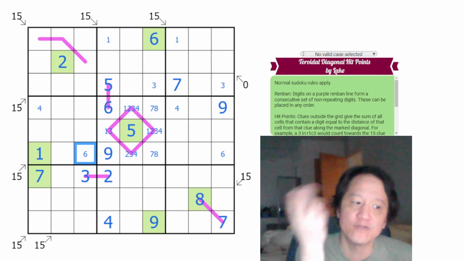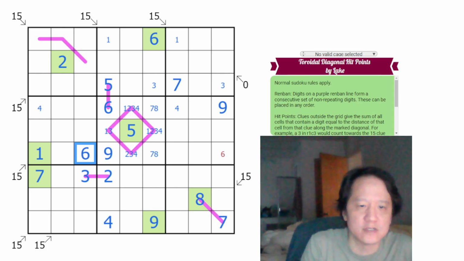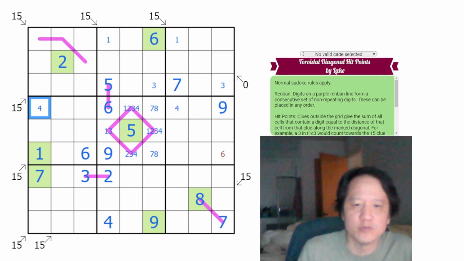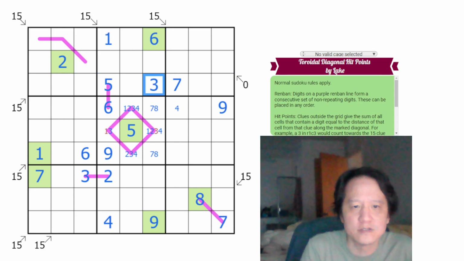It can't be 3, 4, 9. Yeah, so this has to be the 6. So this is 6, which means this can't be 6. Also, none of the other ones can be 3 or 1. So this has to be 1. This is 3. No 3, no 3, no 3. So this is 1, 2, 4. This is 7, 8.